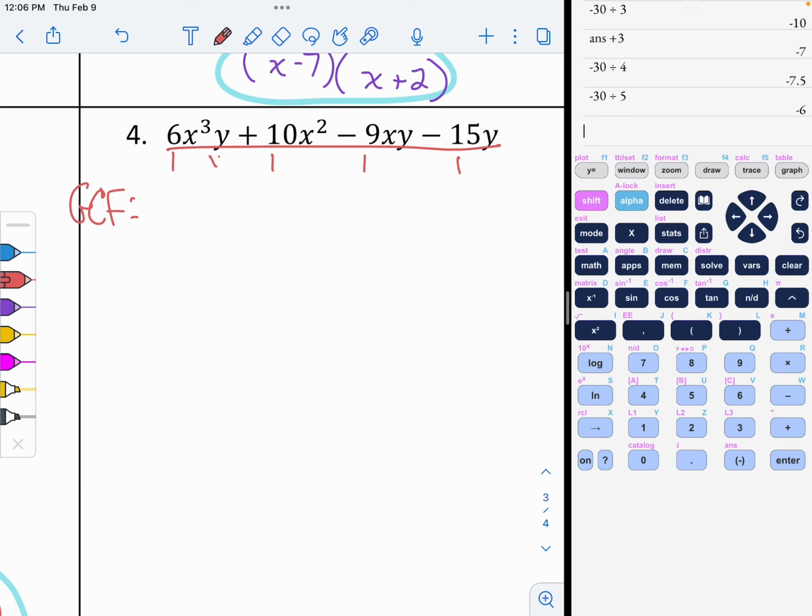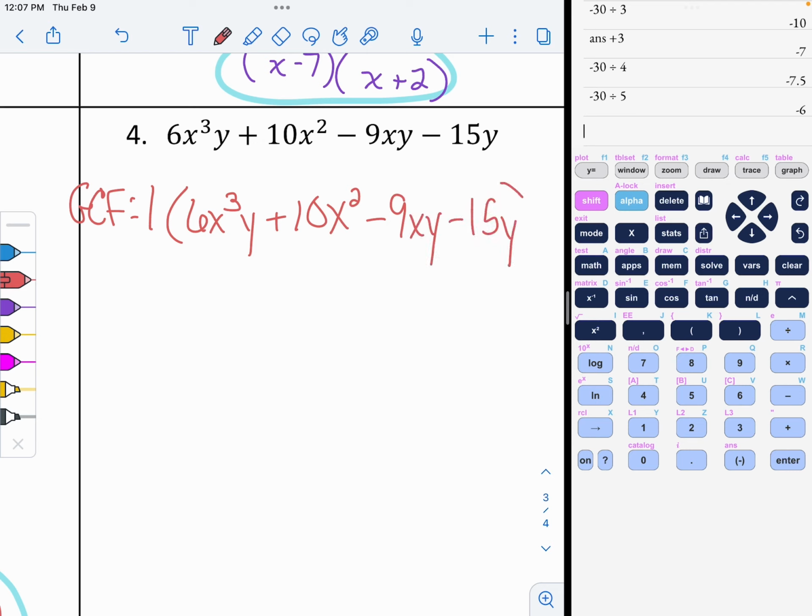And they all, there we go. They all, oh, no, they don't. This one doesn't have a y. Sneaky, sneaky, sneaky. So my GCF is simply a 1, which legitimately does absolutely nothing. So I'm just going to rewrite it. Do you have to rewrite it when GCF is a 1? No way. You really don't. I just did it for emphasis because sometimes if we don't do it, we forget about it.